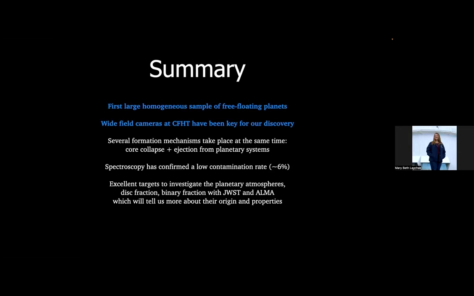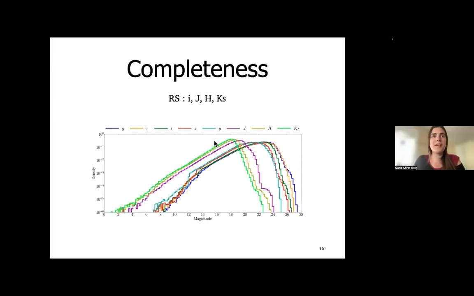So Jerome asks, mass is deduced from luminosity. How reliable is the mass-luminosity relationship in the free-floating planet range? Yeah, that's an excellent question. And I think I have a backup slide.